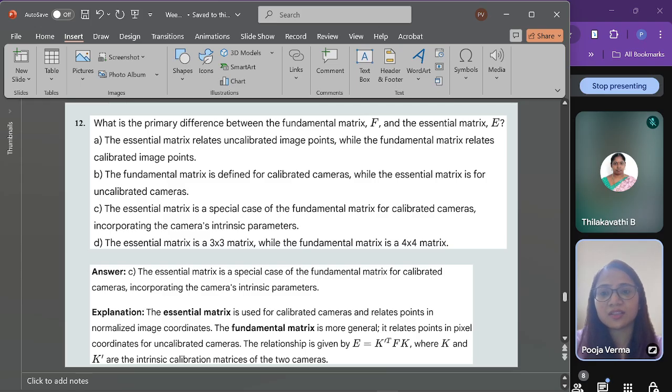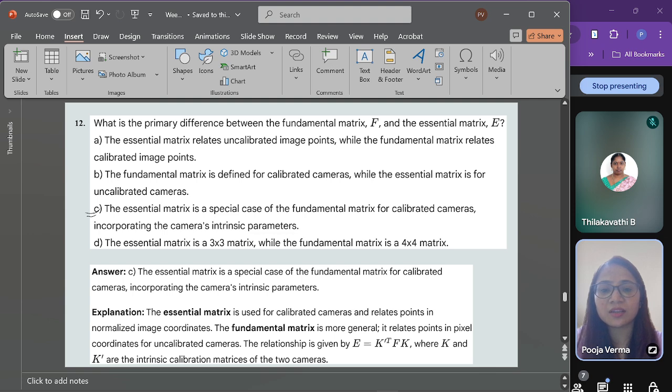So, already here it is defined that the essential matrix is a special case of the fundamental matrix for the calibrated cameras that incorporate only the camera's intrinsic parameters. Okay, so option C is the correct answer.